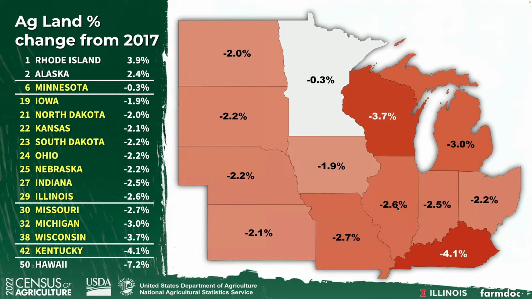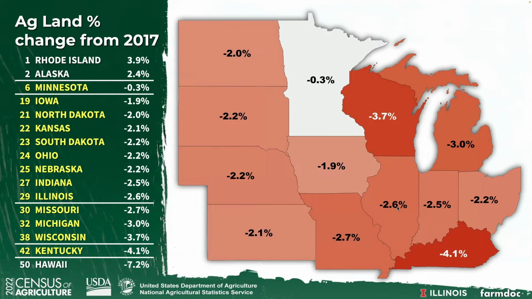Now here's the percent change. This is over 5 years, right? From 2017 to 2022. And this is continuing a pattern that's been going for decades, that slowly farmland is going away. They're not making more of it, or at least very rarely is that happening. Somehow Rhode Island and Alaska managed to find more farmland. I'm not sure what's happening there.